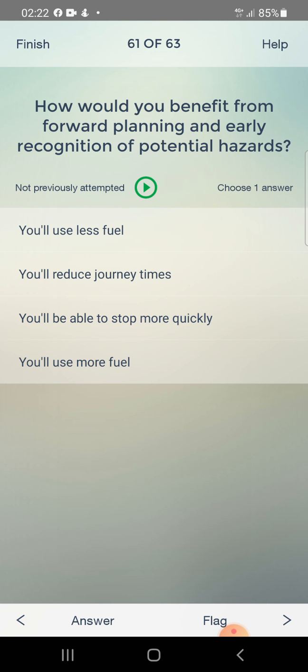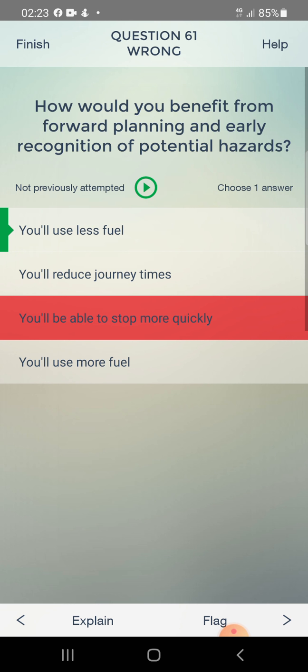How would you benefit from forward planning and early recognition of potential hazard? You will use less fuel, you will reduce journey time, you will be able to stop more quickly. Yes, third. Wrong. You will use less fuel.